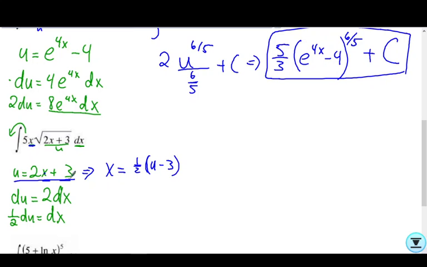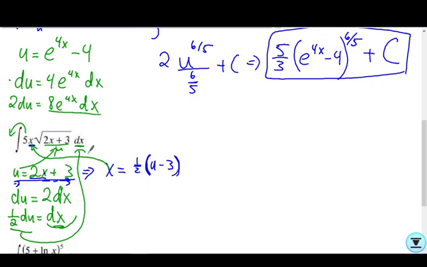Because you're going to subtract 3 from both sides, so minus 3, and then divide both sides by 2, and that's what you're going to get for x. So I'm going to plug in this for that x. I'm going to plug in this in for u. Okay? And for dx, I'm going to plug in this.